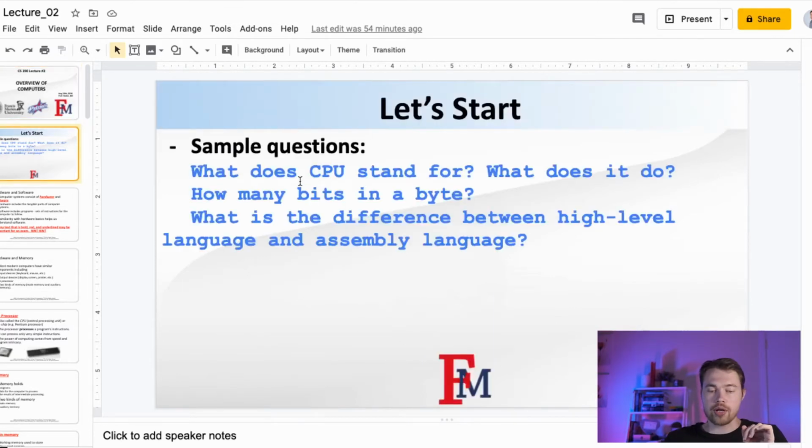One of the questions I'll be asking you on the quiz, on the midterm and on the final exam: What does CPU stand for? What does it do? How many bits in a byte? What is the difference between a high-level language and the assembly language? Those are samples of the questions I'll be asking you on quizzes, midterms and the final exams. Okay, cool.